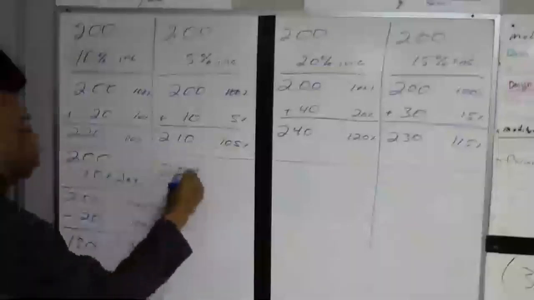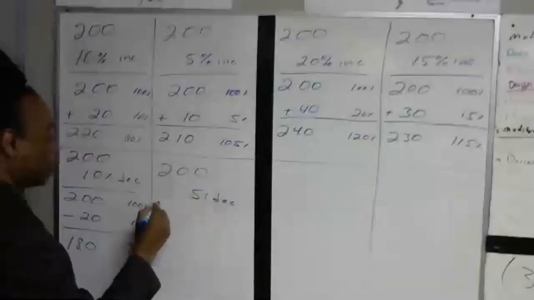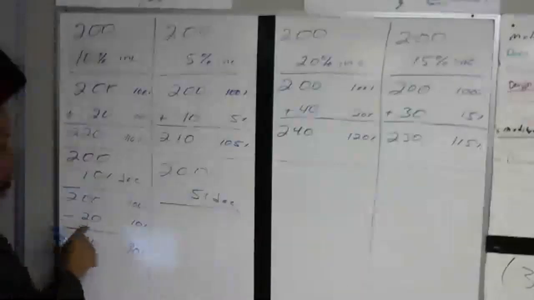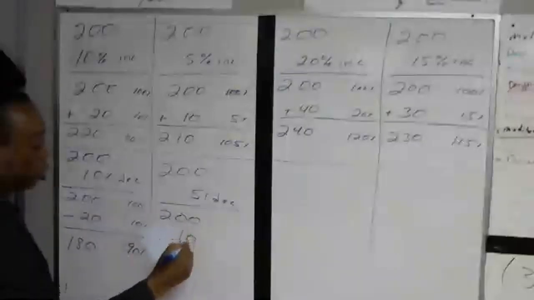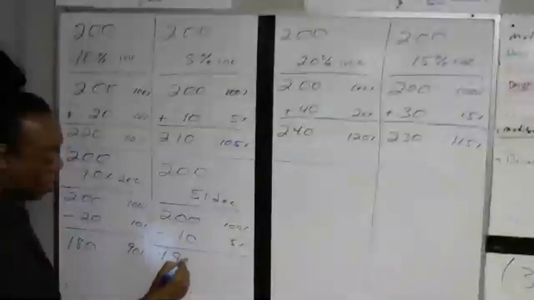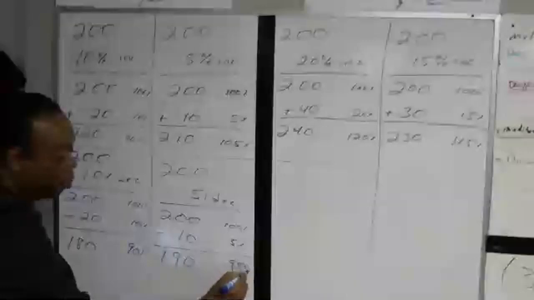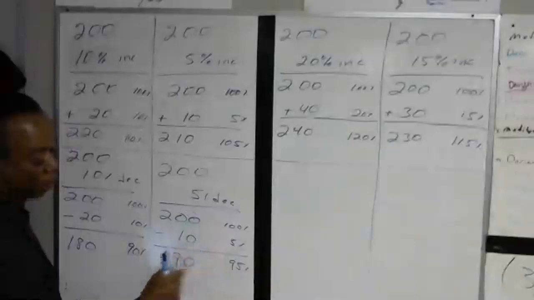Okay. Let's look at a 5% decrease. A 5% decrease, if 10% is 20, 5% will be half, which is 10. So this represents 100%, and the 10 represents 5%. A decrease will be subtracting, so we'll get 190. We'll subtract 10. This represents 95%. 100% decreased by 5% is 95%.